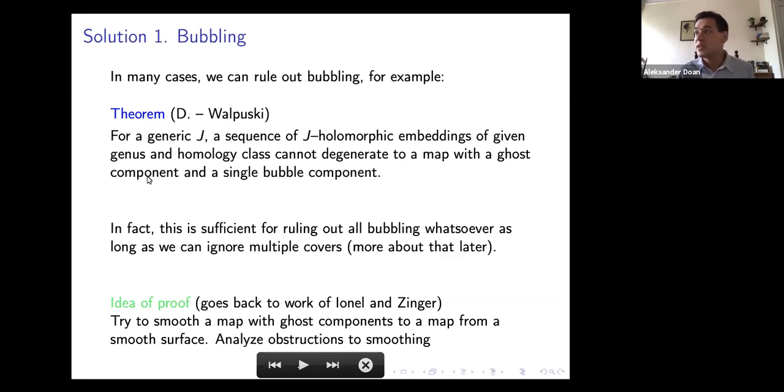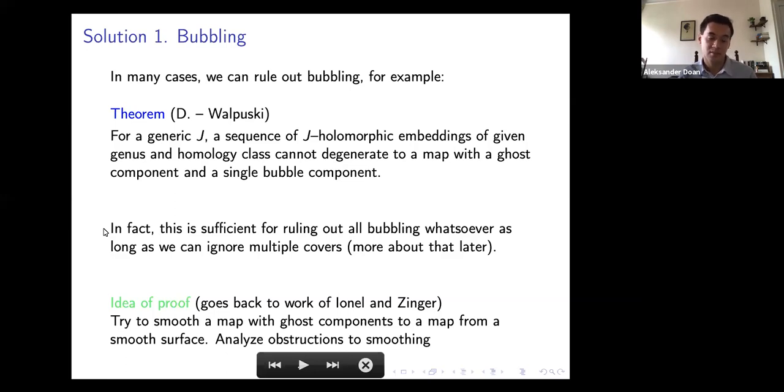And you can think, well, maybe that seems like a very special case. Maybe I can have multiple bubble components. Well, if you had multiple bubble components, that would mean that you have multiple J-holomorphic spheres in my manifold which intersect. But that's also a non-generic phenomenon. So from this theorem that I just quoted, you can show that no bubbling can happen, as long as you can ignore the problem of multiple covers, which I will discuss. If you could ignore multiple covers, this theorem shows that no bubbling can happen for a generic J.